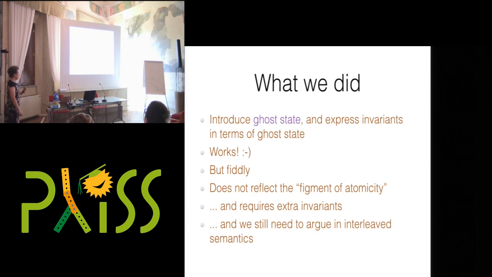So what do we do? We introduce co-state. We introduce even more variables that allow us to talk about the invariant 4. This works. It is fiddly. It does not reflect this figment of atomicity. We have totally given it up now. We require extra invariants, because we need now to say when do the ghost variables agree with actual variables in the system. And we still need to argue with this interleaved semantics. So it all works, but it's a tour de force.